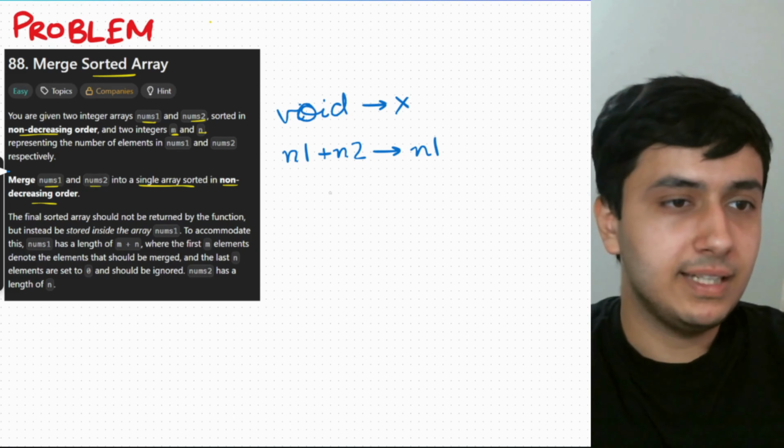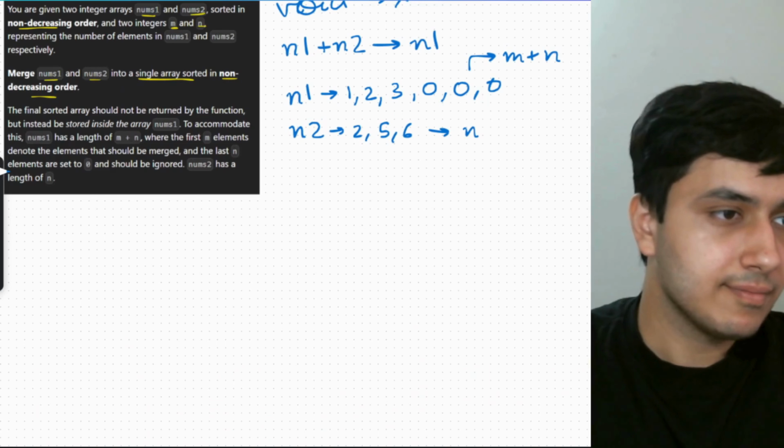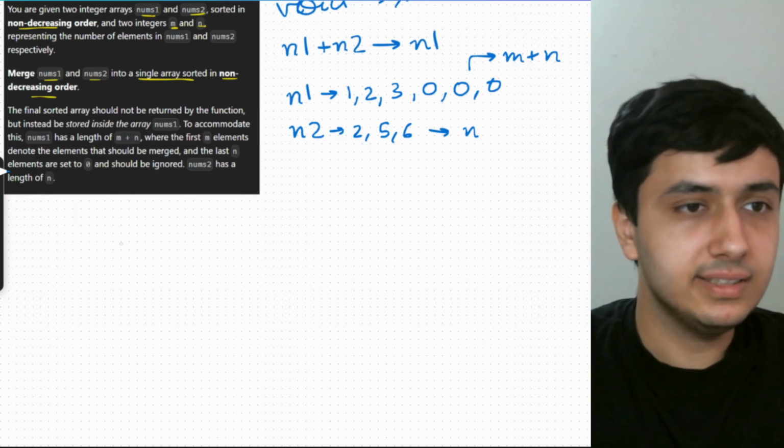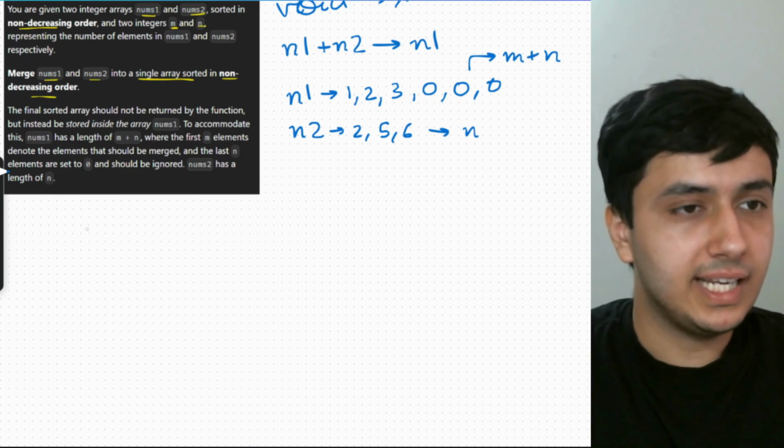Moving on to our brute force approach, what we'll do is we'll take all the elements of nums1 and all the elements of nums2, we'll just put all of them in nums1 and we'll just sort it. So what we'll do is we'll make a for loop in the start.